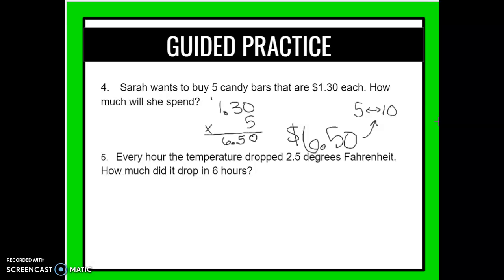Every hour, the temperature dropped 2.5 degrees Fahrenheit. How much did it drop in 6 hours? This question, part of that got left off of the notes, so write that in. How much did it drop in 6 hours?